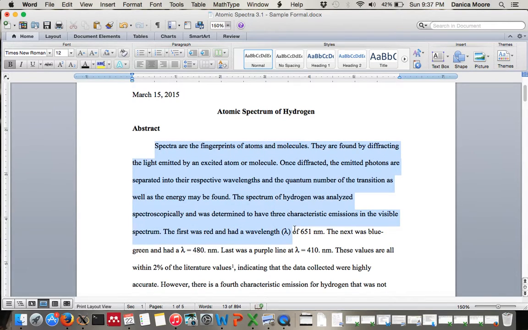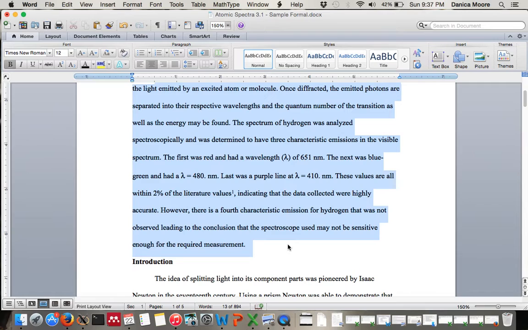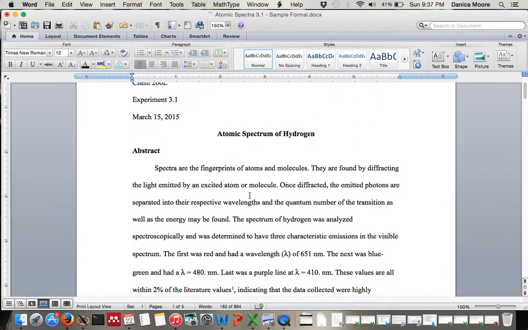I can see here by highlighting my abstract that it is 148 words. So that's about right. You really don't want more than 150 words. If you have more than that, maybe it's because you have a lot of data, but unless you have a ton of data to report, you really shouldn't be more than 150 words. So let's go ahead and read that together.